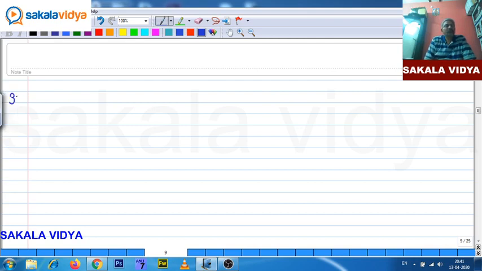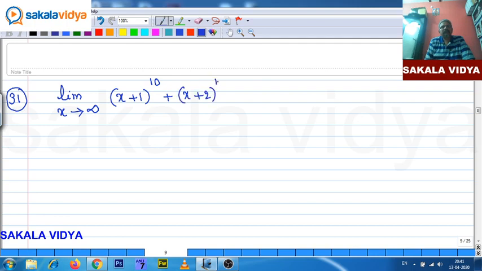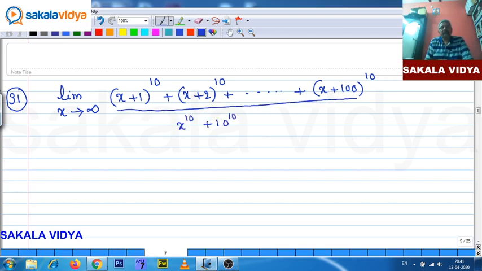Now the 31st question. Limit x tends to infinity, [(x+1)^10 + (x+2)^10 + and so on, up to (x+100)^10] divided by (x^10 + 10^10) equals. You may write x + 20 also, no problem, all to the power of 10.